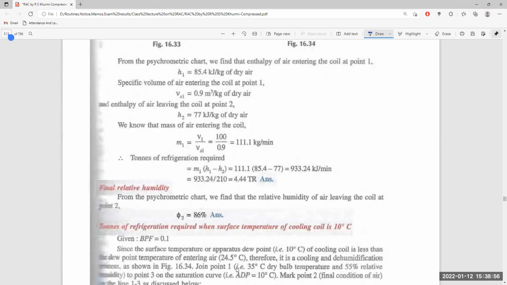The refrigeration required when the surface temperature of the cooling coil is 10 degrees centigrade and the bypass factor is 0.1. Since the surface temperature of the apparatus dew point, 10 degrees centigrade, of the cooling coil is less than the dew point temperature of the entering air, a cooling and dehumidification process takes place.